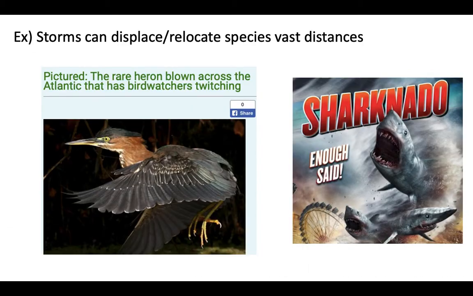One example is these birds. I love this headline: "The rare heron blown across the Atlantic that has bird watchers twitching." Wow, I'm not sure I've ever been so excited about something that I start to twitch. But this is an example of a storm, a natural disruption that forced a whole population of birds across the ocean. And if they establish a population over there and were able to actually start incorporating themselves into the ecosystem, evolving and adapting over time to that population.